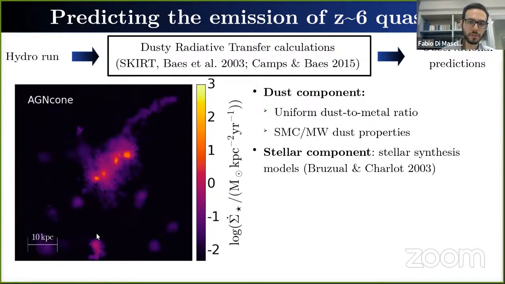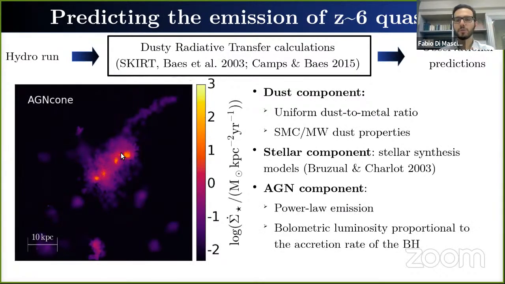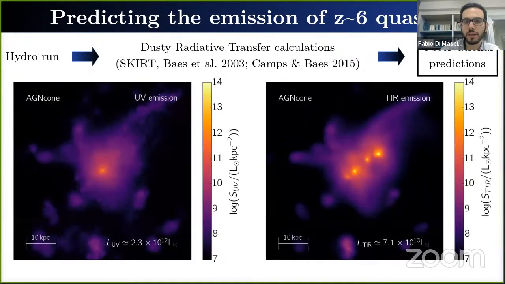Here you can see the surface density and the star formation rate density. And then we also include AGN radiation with power-law emission, also setting the bolometric luminosity proportional to the accretion rate of the black holes in order to be consistent with hydrodynamic simulations.